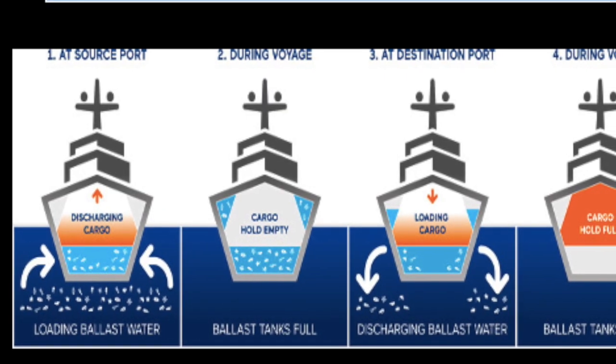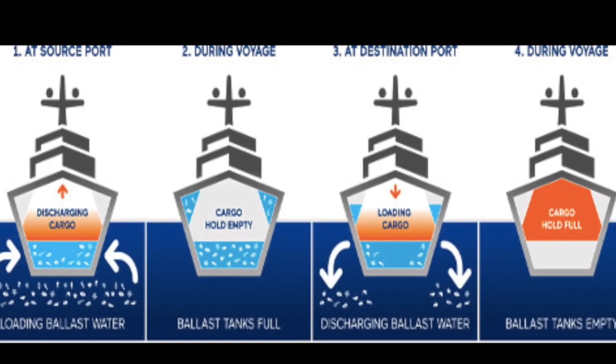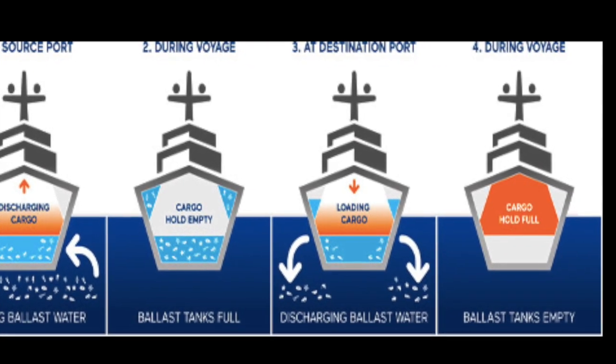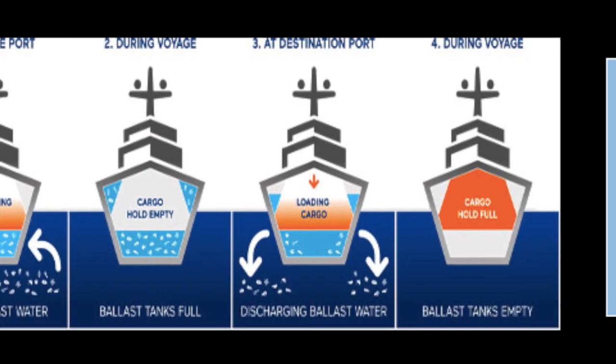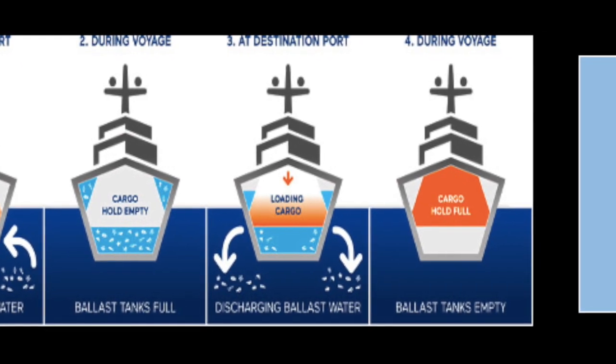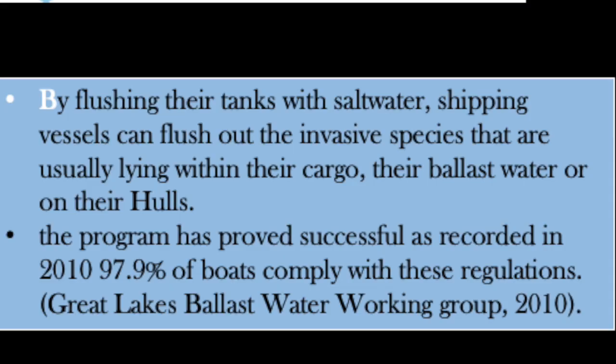By flushing their tanks with salt water, shipping vessels can flush out the invasive species that are typically found lying within their cargo, their ballast water, or on their hulls. The Great Lakes Ballast Water Working Group reported that 97.9% of boats complied with these regulations, thus limiting and managing the spread of aquatic invasive species.